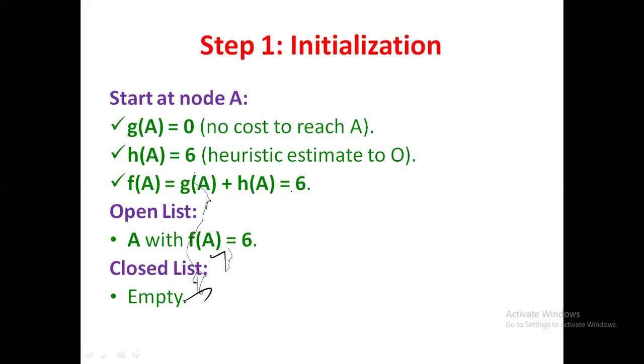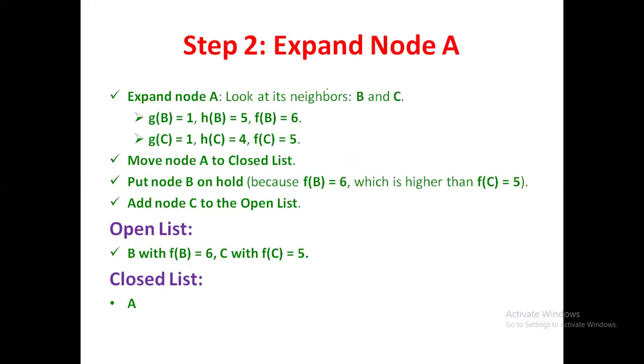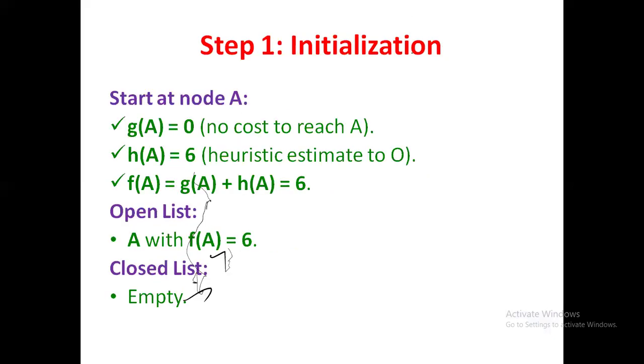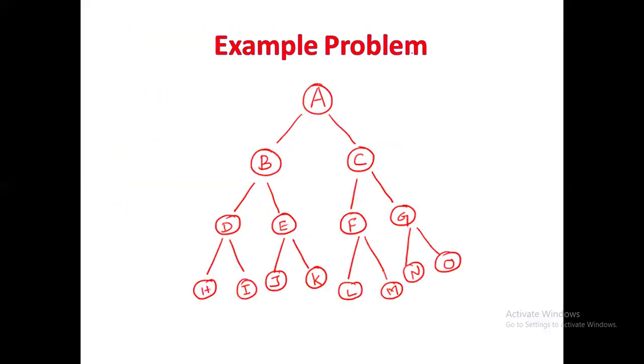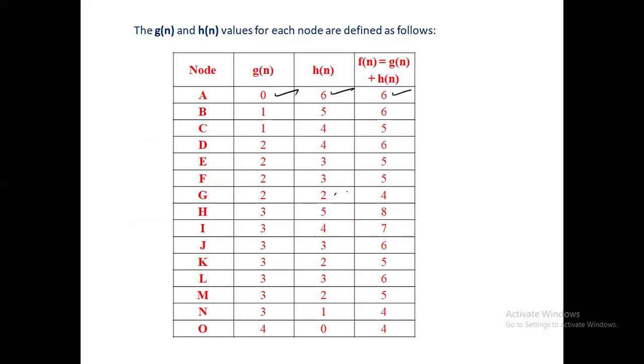The second step is to expand node A. In the first step, we started at node A. Second, we have to expand. If you are expanding, there are two nodes, B and C. Now we have to look at the value of G and the value of H of n for both B and C, which are 1 and 4. Evaluating the function, G of n plus H of n gives 6 for B. For C, 1 plus 4 is equal to 5.